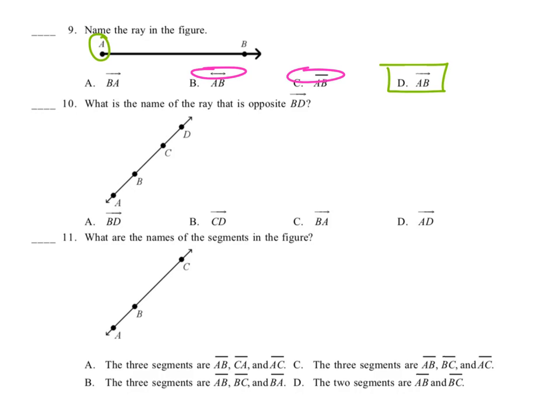Yeah, and that's basically it. You're always going to point the arrow to the right, and you're always going to name the endpoint in the first of the two letter positions. So the answer is D.